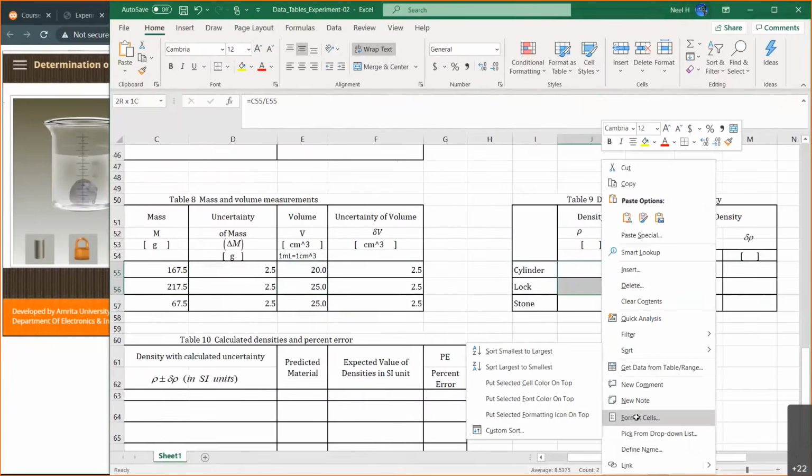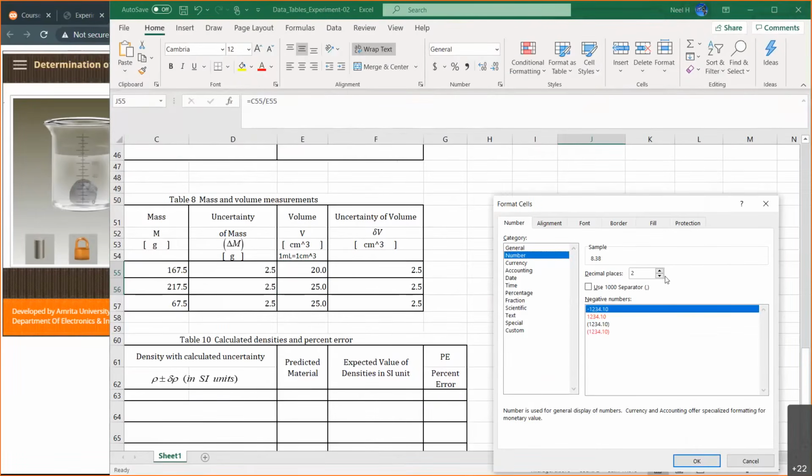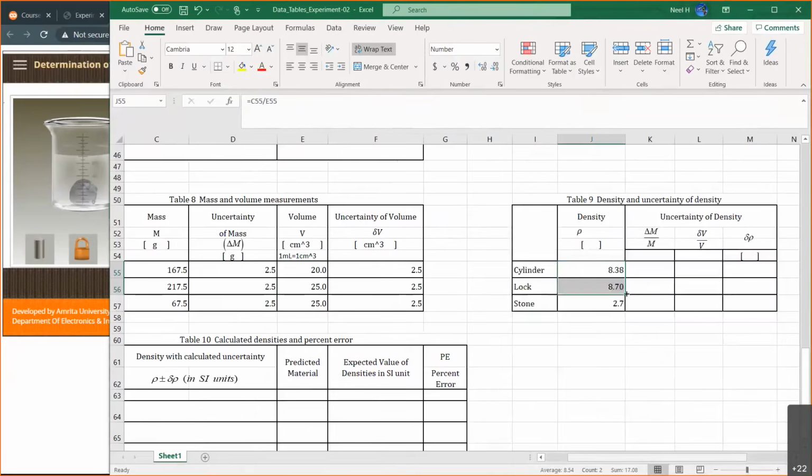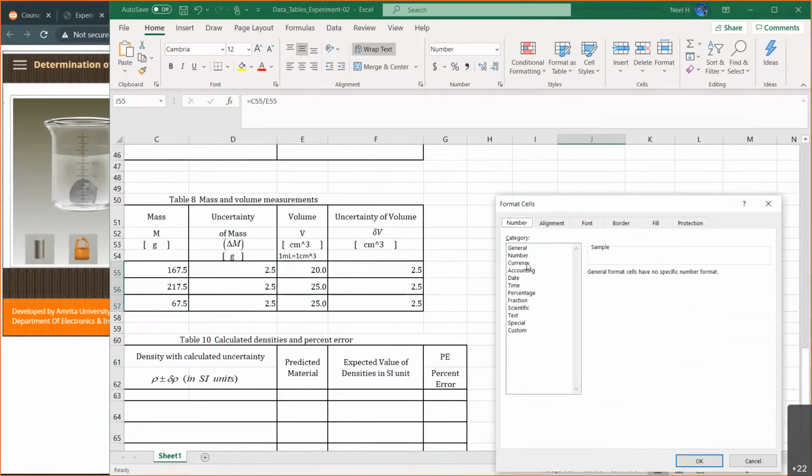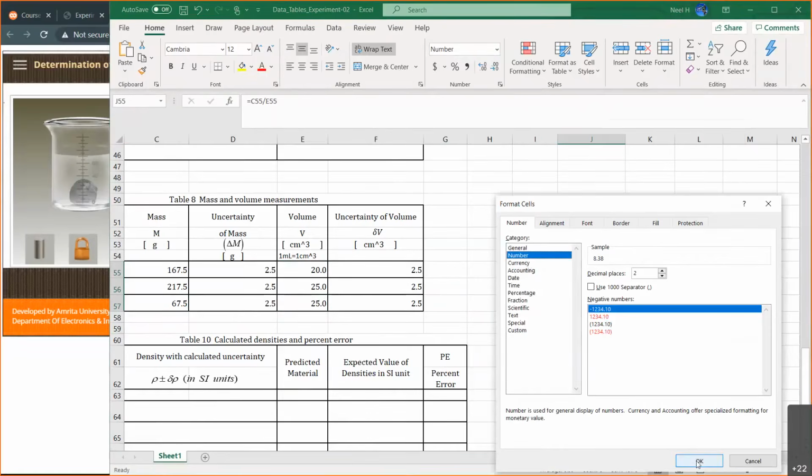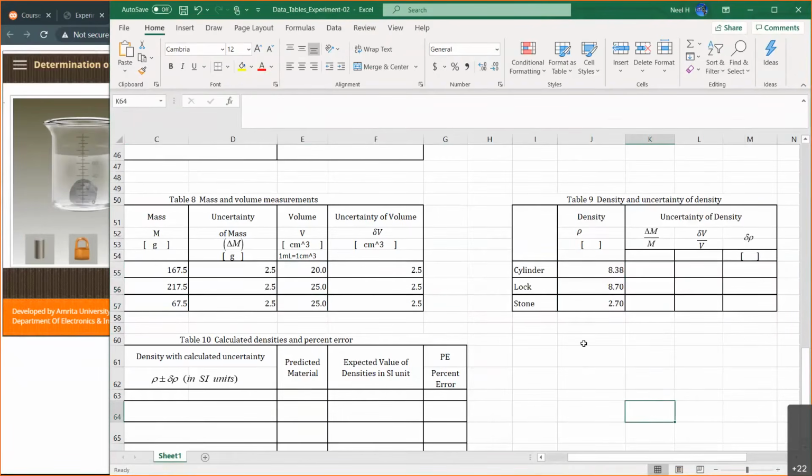3 sig fig, format cell, number, 2 decimal places with the number. 3 sig fig, but the third one, this has 3, this has 3. I can still go 3 sig fig. All of these can have 3 sig figs without any problem. All good. Okay. We are on table number 9 now, okay? Question.